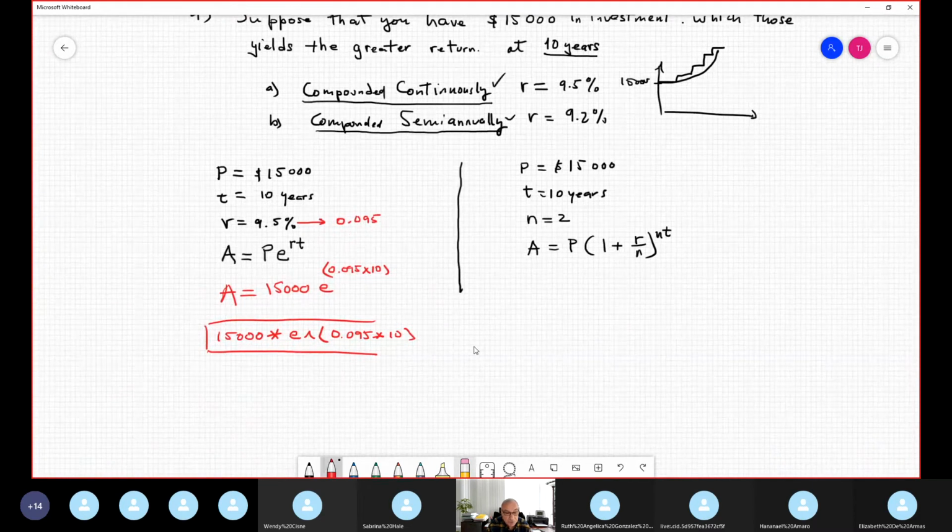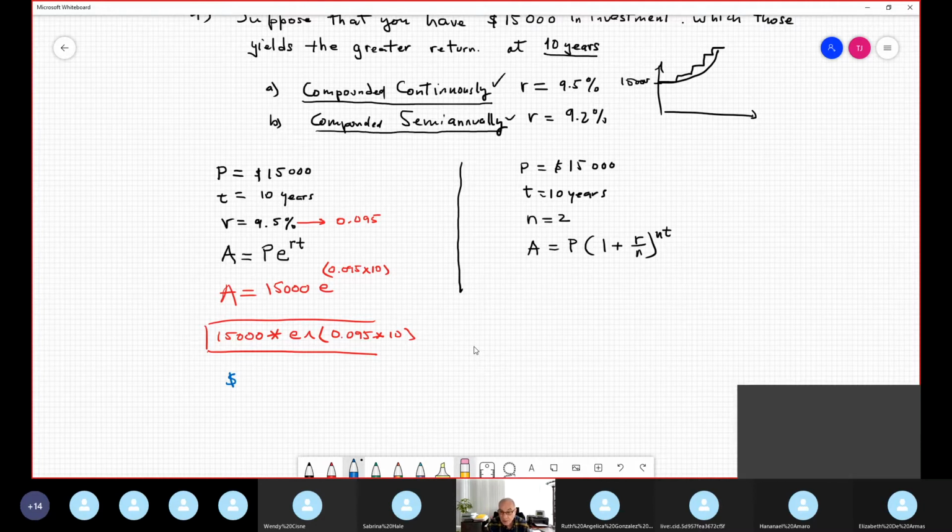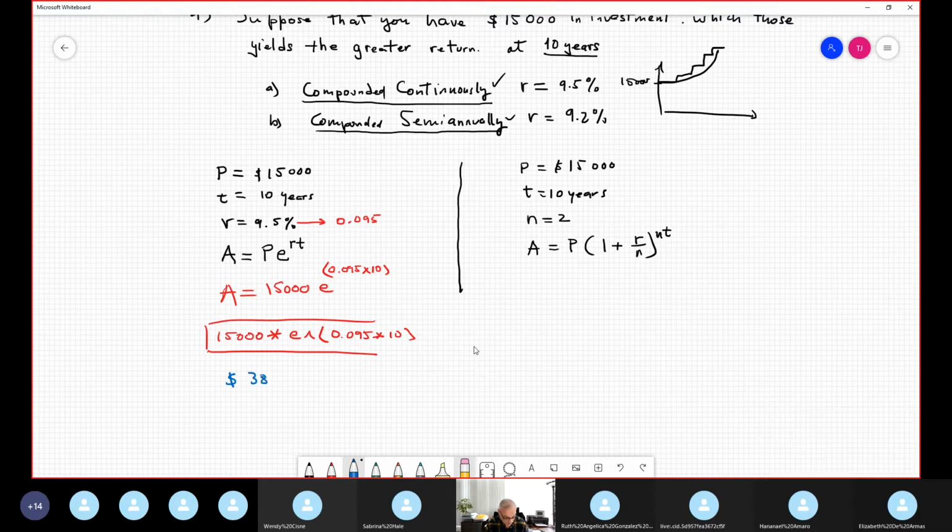The money is money. Come on, guys, working. What's going on? You have no calculator? Very well, Sabrina. It's 38,785 and 64 cents. So you truncate, round to two decimal places.